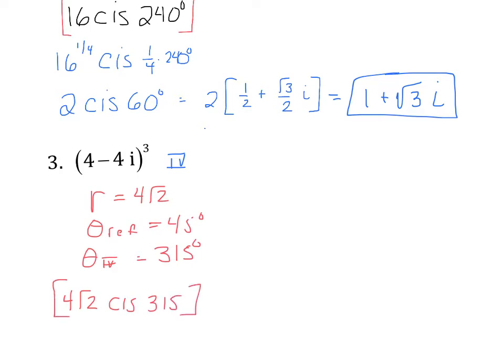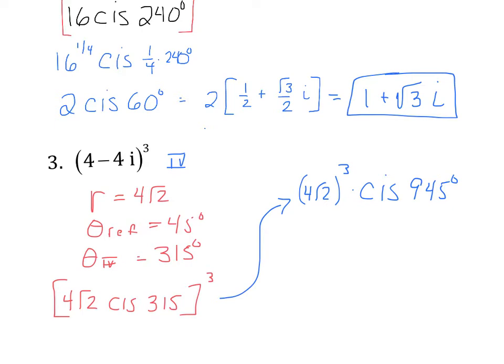And I'm going to take this to the 3rd power. So let's come back up here. So 4 root 2 to the 3rd. We'll have to do that first. Multiplied by cis. 315 times 3 is 945 degrees. So we're going to have to bring in our old friend coterminal angles to figure out what this actually is. Which isn't going to be too bad. We just keep subtracting 360, remember how to do that.